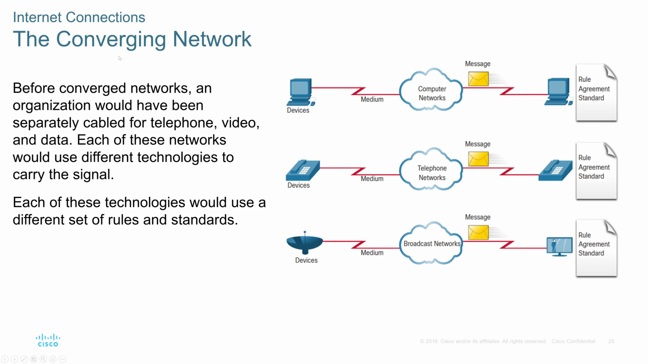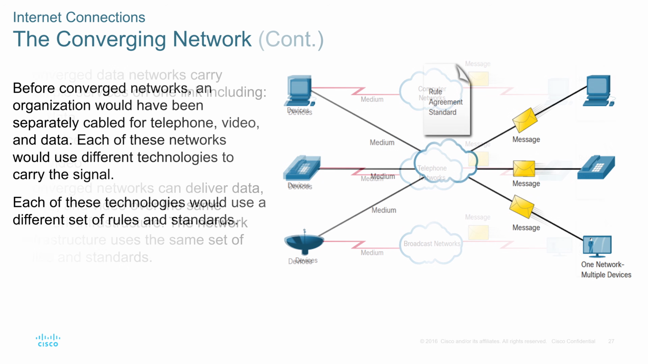The converging network. Before converged networks, an organization would have been separately cabled for telephone, video, and data. So you'll have a separate video line, a separate telephone line, and a separate data line. Each of these networks would use different technologies to carry the signal. Each of these technologies would use a different set of rules and standards as well. It would be really hard for these technologies in the old days to interconnect between them. For example, you can't have a voice or a video system communicating with the data system.